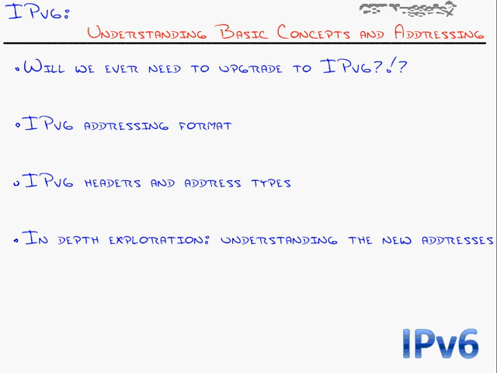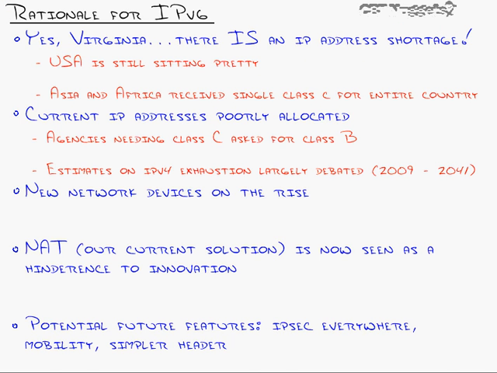And then we'll go into an in-depth exploration. You will want to know what these addresses are all about. You'll want to know what the address types are, what they look like, just to get familiar with them, because it won't be long before you're typing in that command on the Cisco router that assigns an IP version 6 address to an interface.